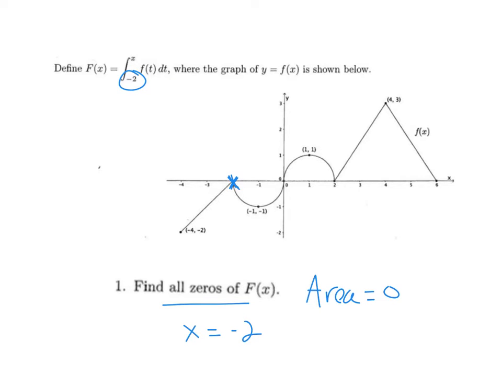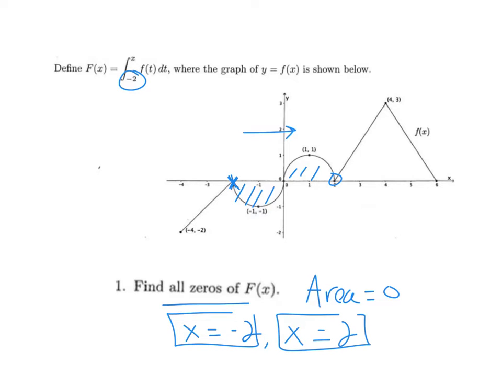And then notice as you progress left to right here, so as you accumulate area, there's another place where it's 0. In fact, it looks like it will also cancel out and be 0 right at +2. And so there are 2 zeros here, x equals -2 and x equals +2.